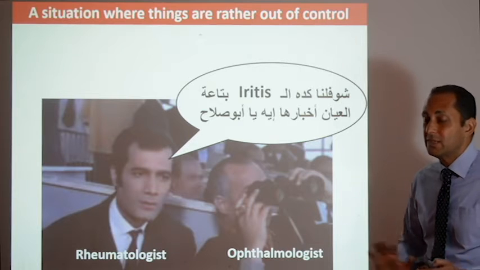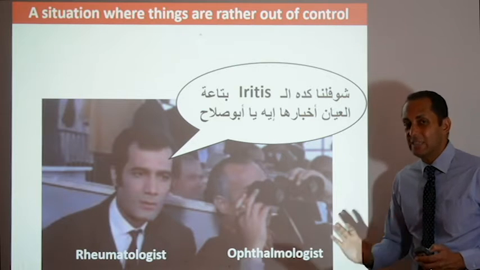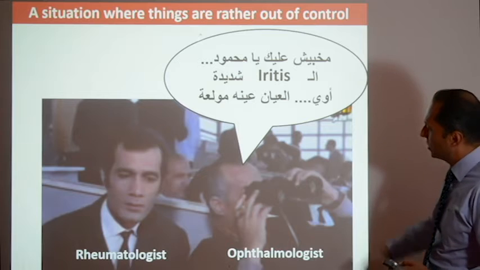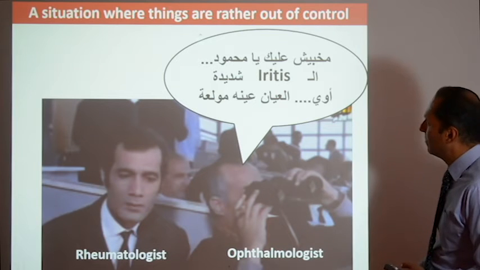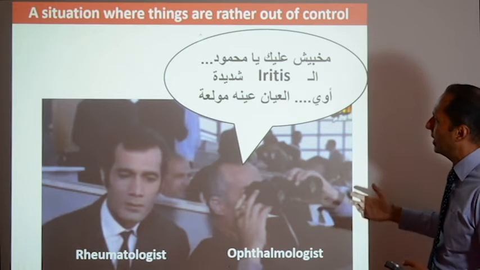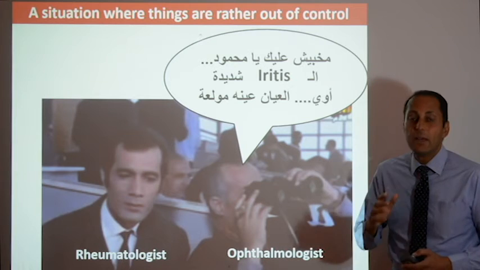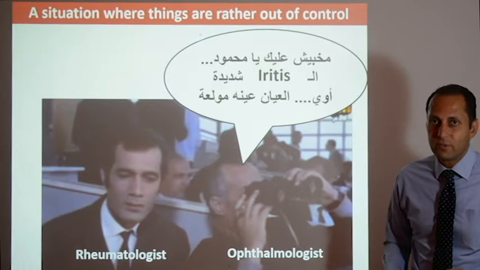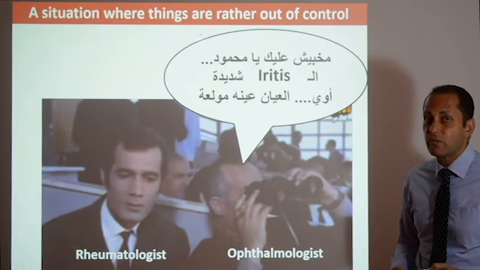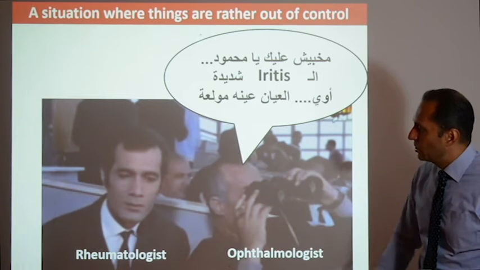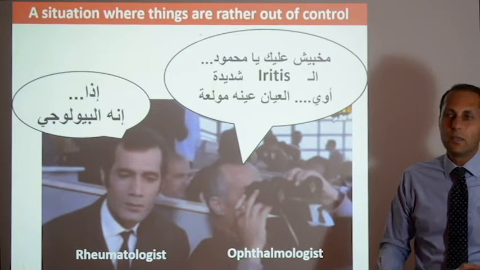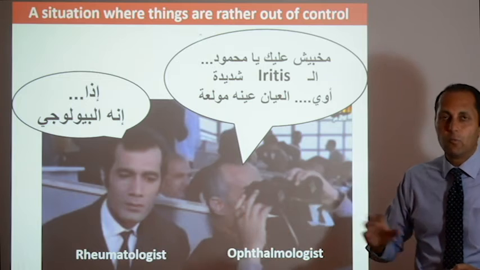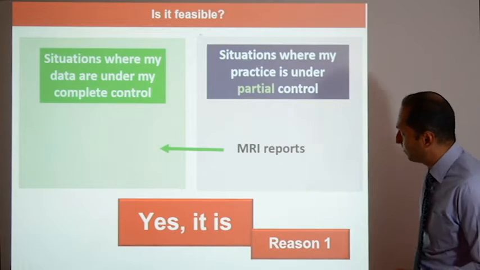But the rheumatologist is very passive. He's just waiting for the decision of the ophthalmologist. So the ophthalmologist will tell him, the iritis is very severe, the eye is on fire. It's quite active. So you get this decision from the ophthalmologist and you take the decision: I will prescribe a biologic agent for him.